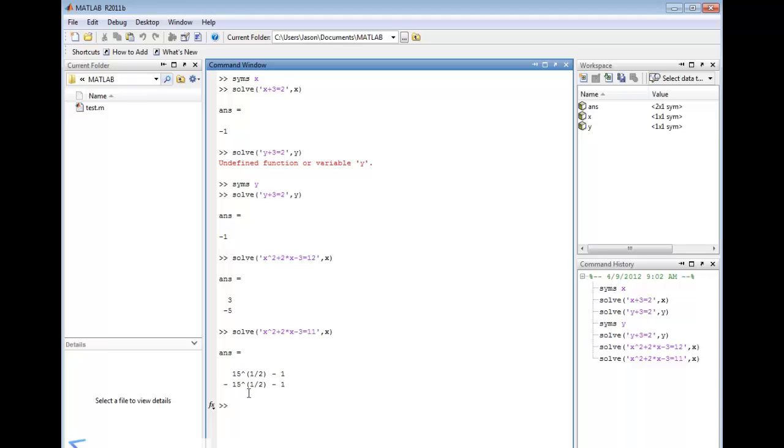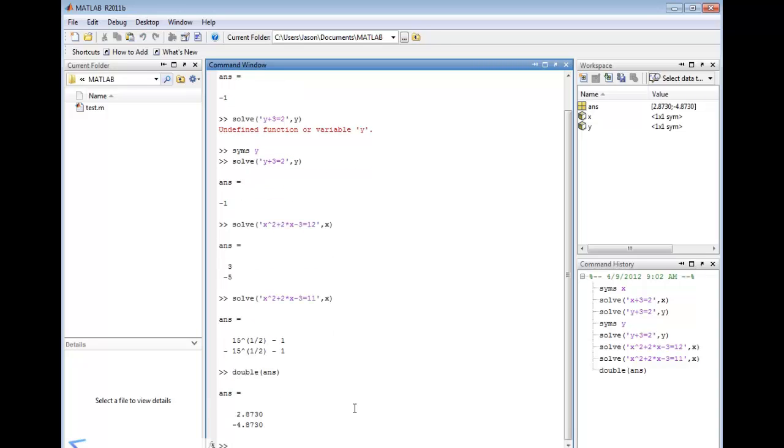If you have a hard time reading this, or if you're like, okay, that's great that it's exact, but I don't know what that means, I don't know what number that's equal to, then just pass the last answer to the double command, make it into a double, and that tells MATLAB to turn that last answer into decimals. So this top answer is equal to this, and the bottom answer is equal to that. But when you're using these symbolic variables, MATLAB is always going to try to keep it perfectly exact.